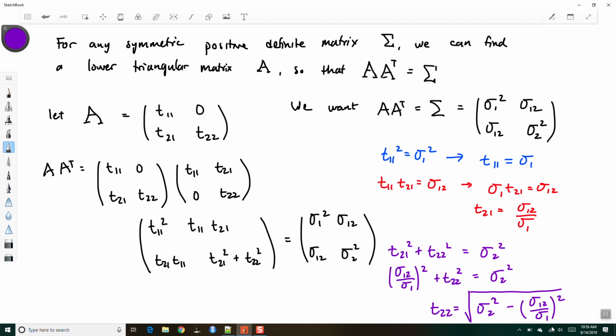Is that okay? All right, and so if we use this, then we can get values to create a bivariate normal.